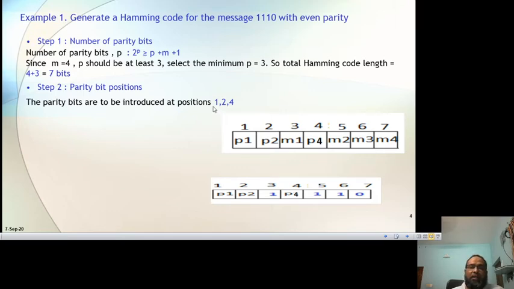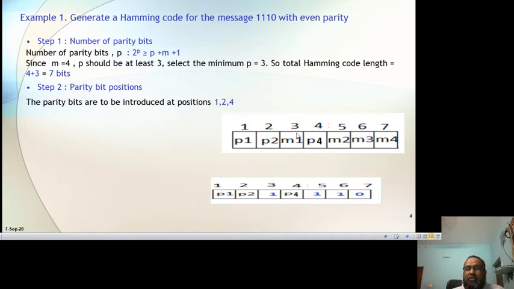Since we have only 3 parity bits, the positions are 1, 2 and 4. In the figure here, you can see the first position, that is P1, parity bit 1, then the second position P2, and the fourth position, that is P4. So the 3 parity bits should be placed in the corresponding positions P1, P2 and P4, at positions 1, 2, 4 respectively. Then what about the messages?